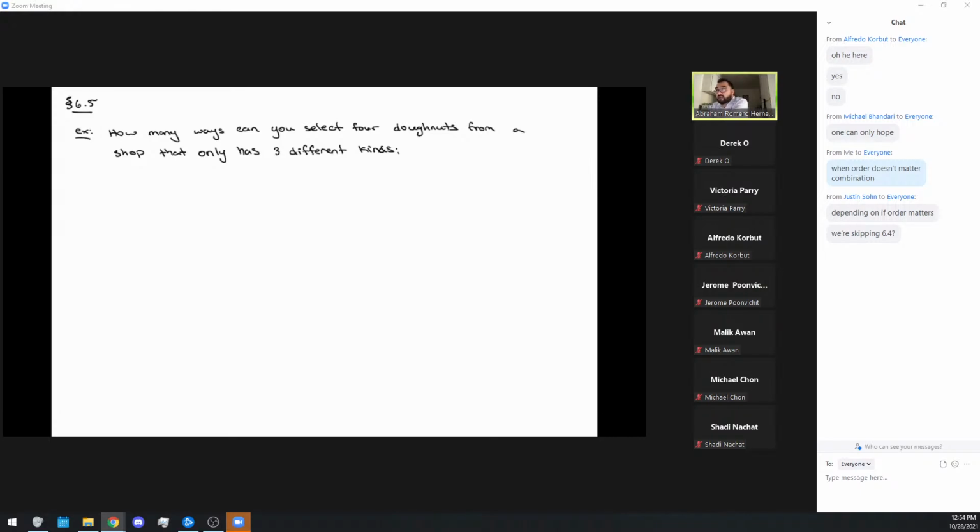Yes, we're not doing section 6.4. You're correct. We are skipping section 6.4. Okay, so chocolate. If you really want to be picky about the chocolate donut, chocolate bar, maple bars, and guava filled.